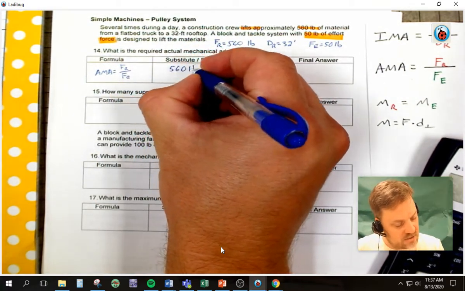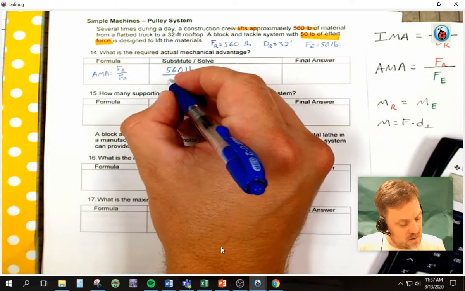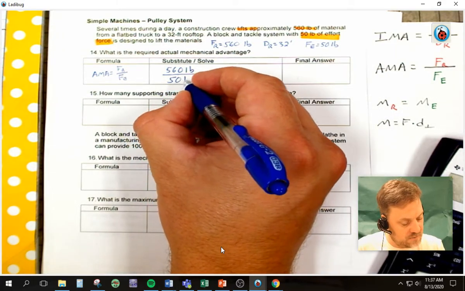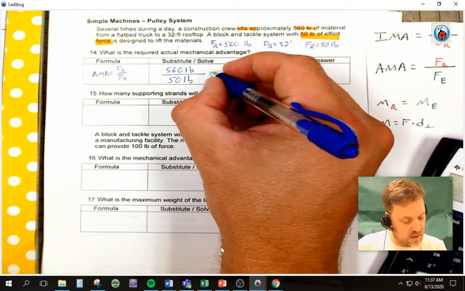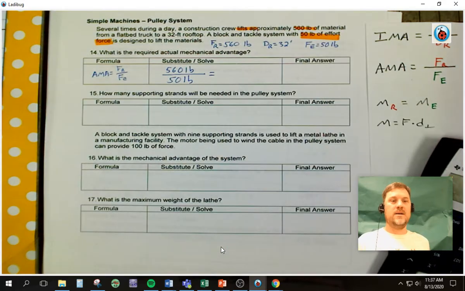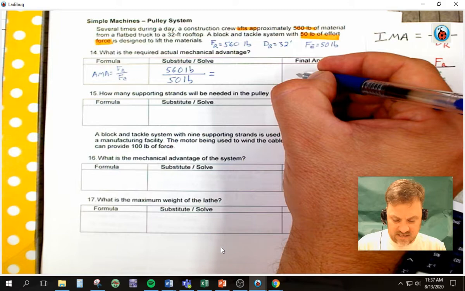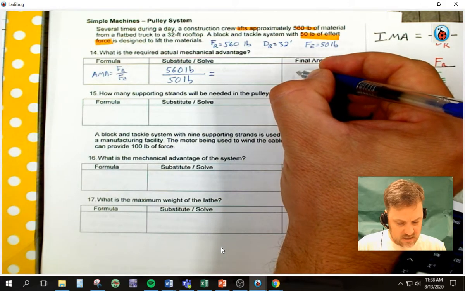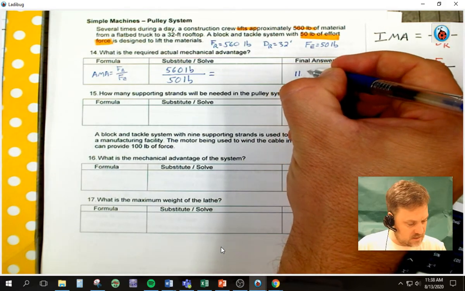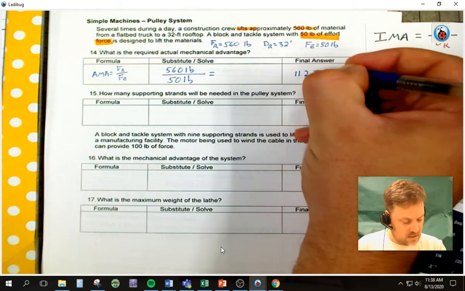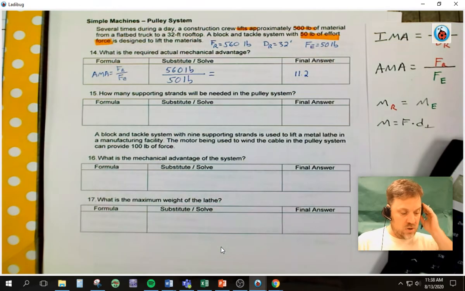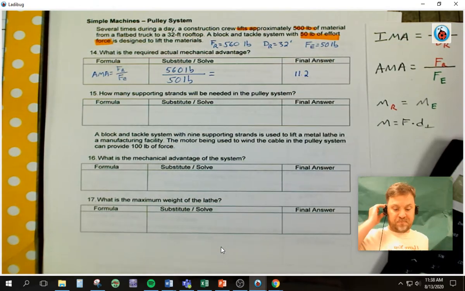560 pounds is our force resistance. What is our force effort we want to use? 50 pounds. Okay, so when I do this math to figure out what is my ideal or my actual mechanical advantage, 560 divided by 50 is 11.2. 56 times 2, 5.6 times 2, 11.2. No unit of measure.